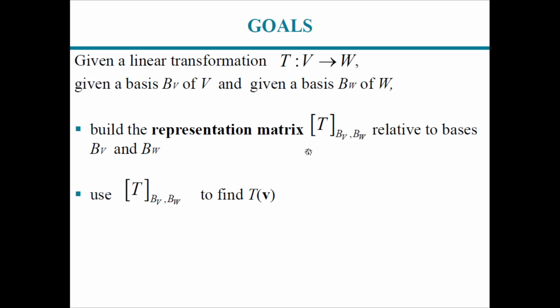Now, once we have this representation matrix, we need to know how to use it. So we are going to see how to use this representation matrix to actually find the image of a certain object or a vector under the action of the linear transformation T. So both of these pieces are quite easy and straightforward. There are some computations involved, so we are just going to see how to do things, and actually it's going to be very easy and straightforward.